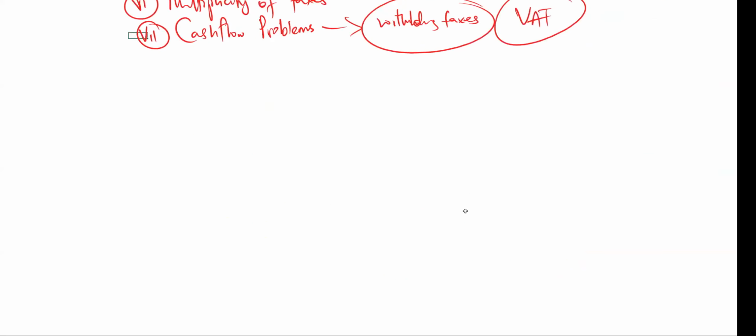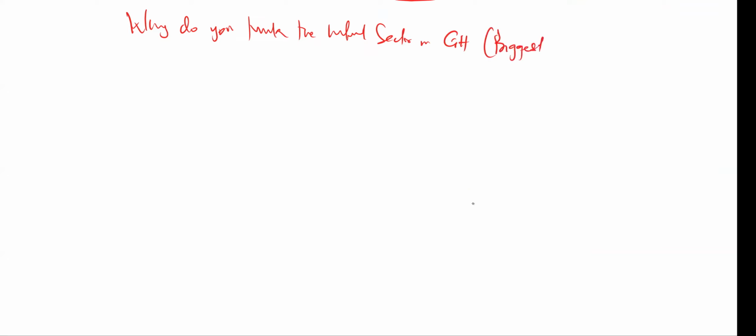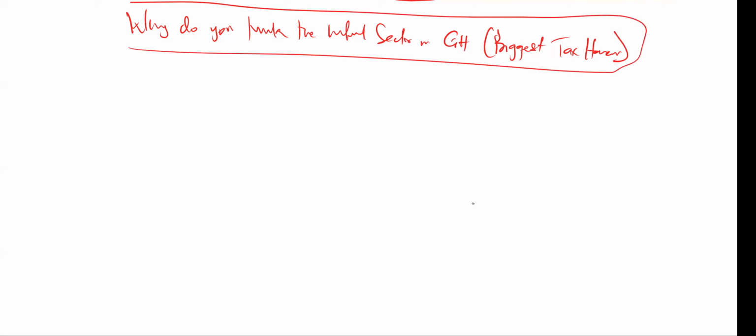Okay, the next question I want to ask is, why is the informal sector in Ghana the biggest tax haven? A tax haven is a place, right, where people pay low or no taxes at all. Why is the informal sector in Ghana a tax haven? Typical exam question. Why do you think there's a lot of tax sheltering, or people hide things in the informal sector? Why?